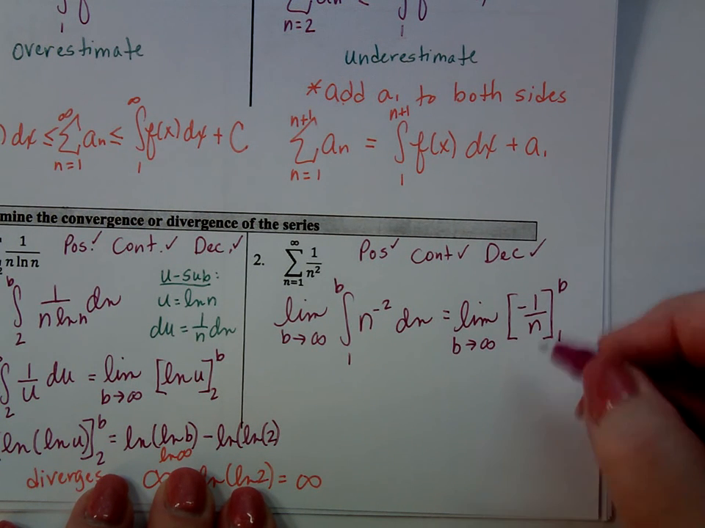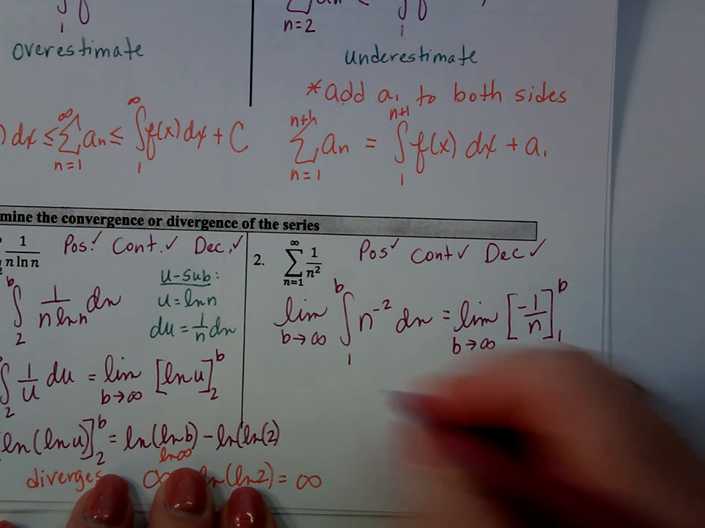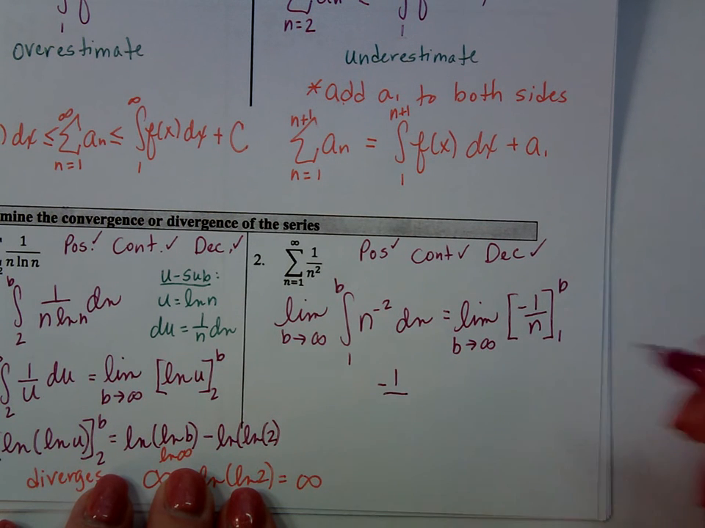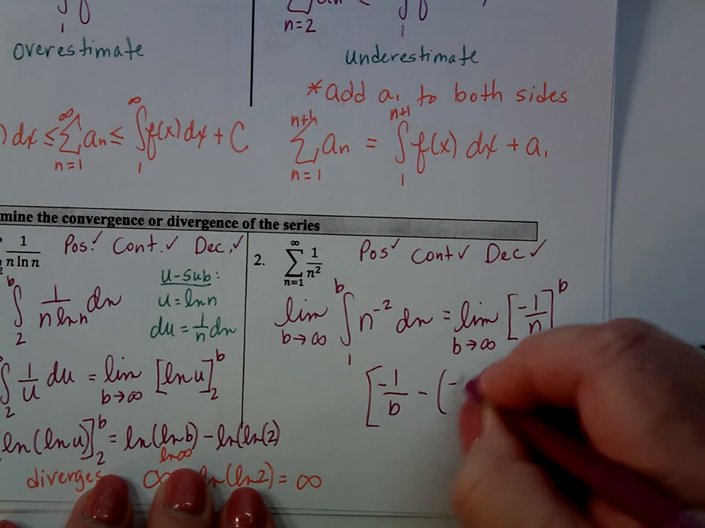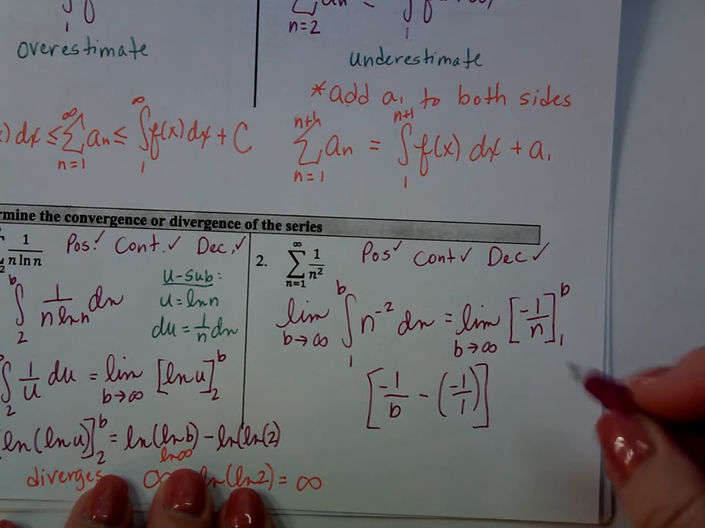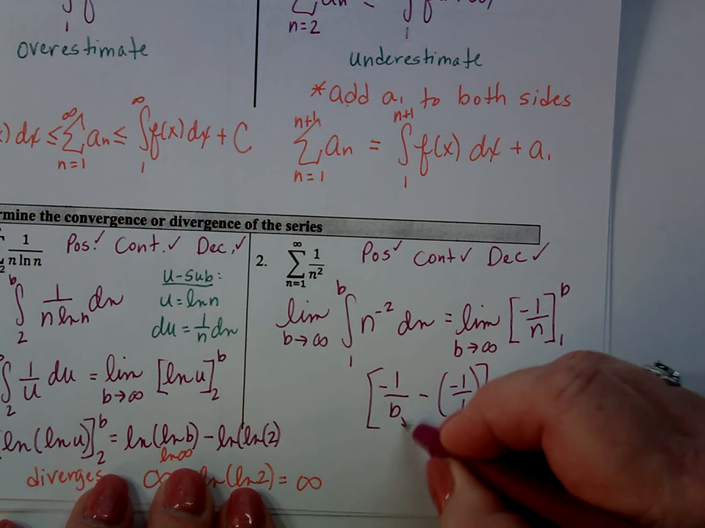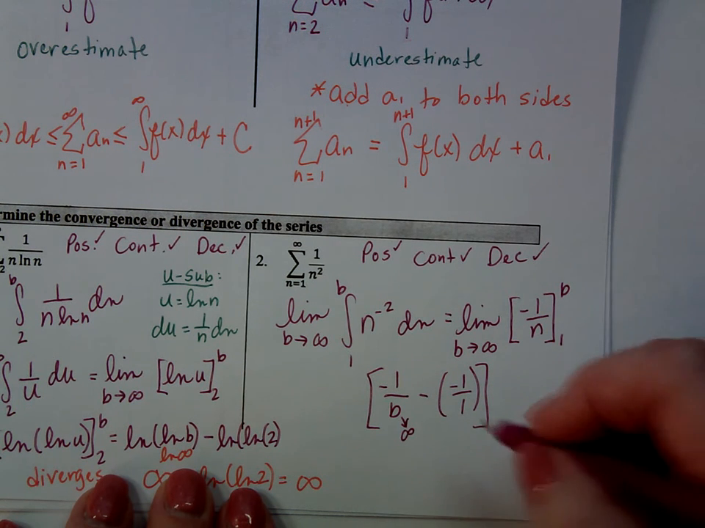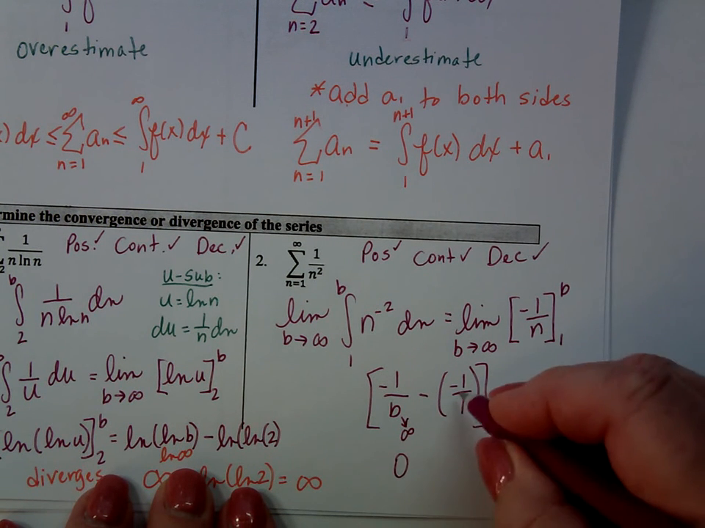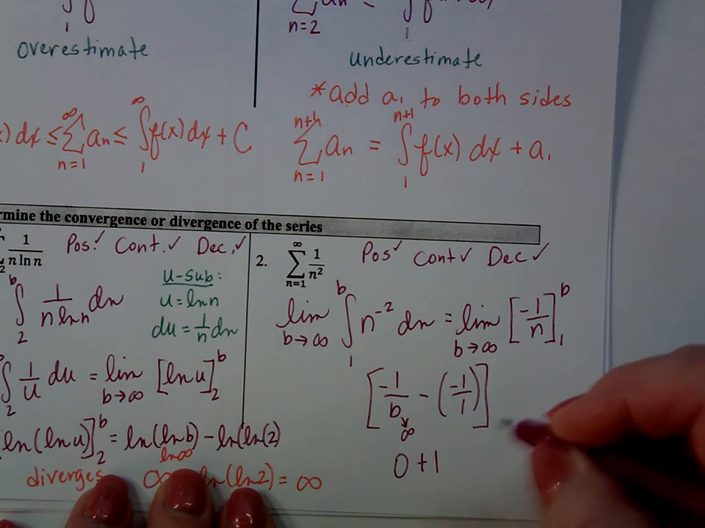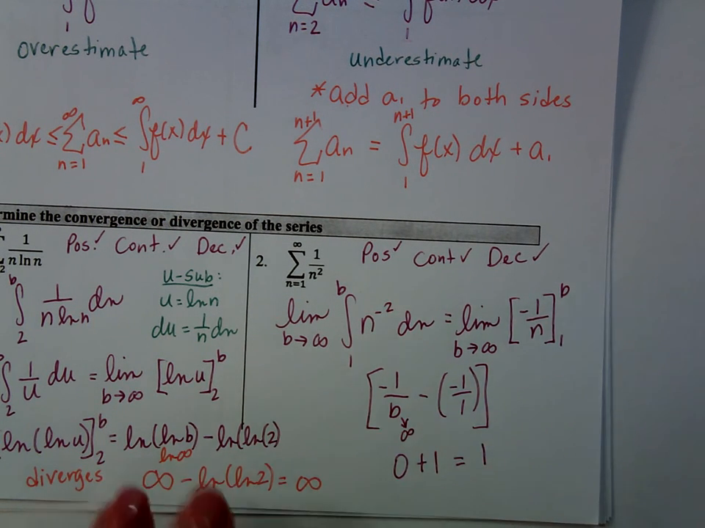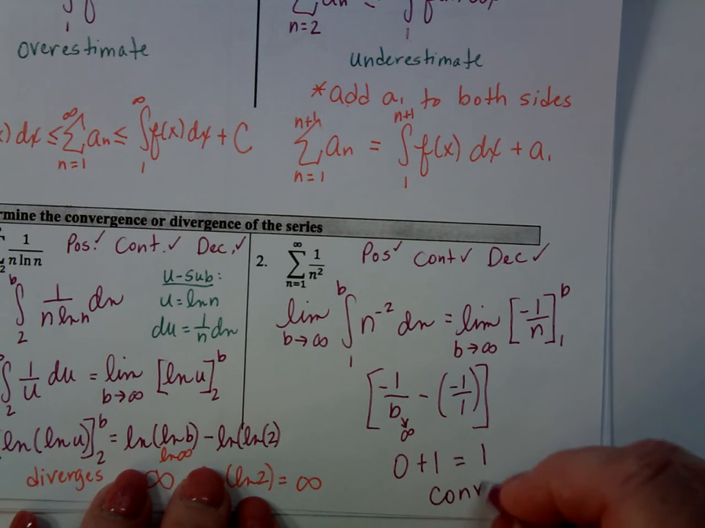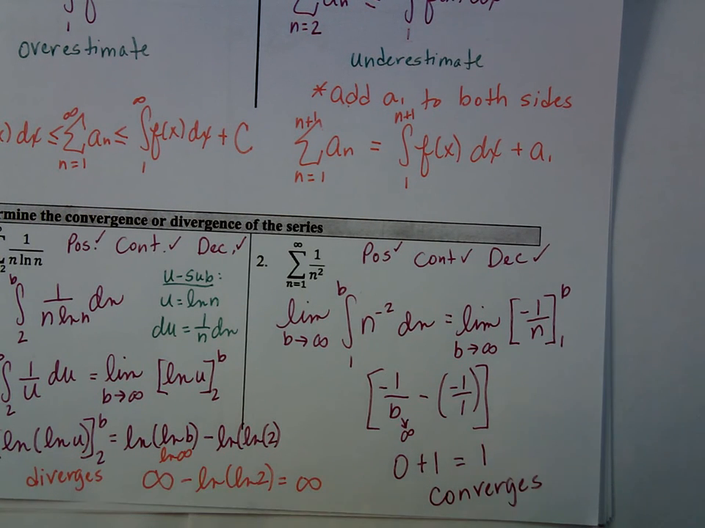All right, let's put it in there, direct substitution. It's going to be negative 1 over b minus negative 1 over 1. Well, b is infinity. 1 over infinity, negative 1 over infinity, is 0. And then I have negative negative 1, so plus 1, and I get a 1. And since I got a 1 out of this thing, a distinct number, I've got that this thing converges. So this one converges, where the previous one was an infinity answer, and that one would diverge.